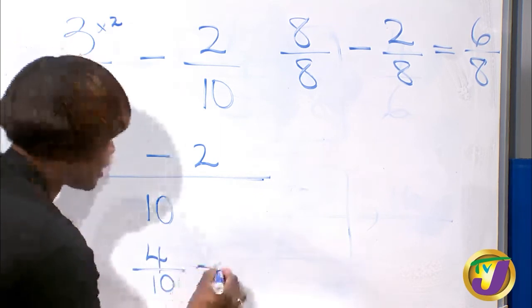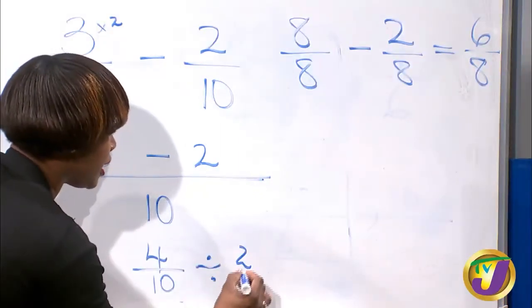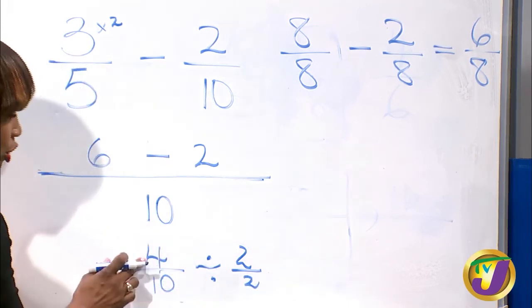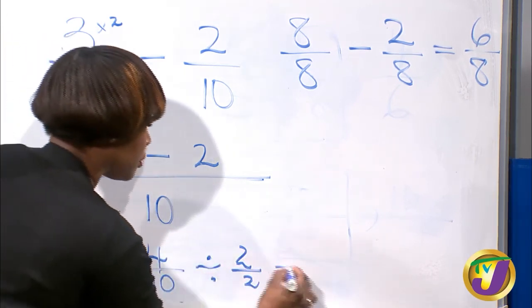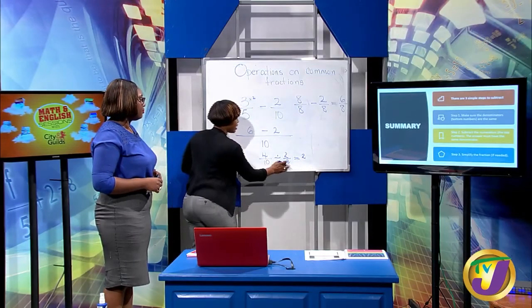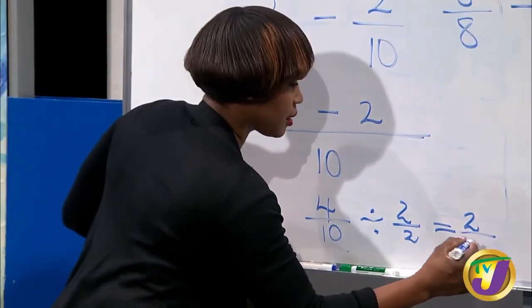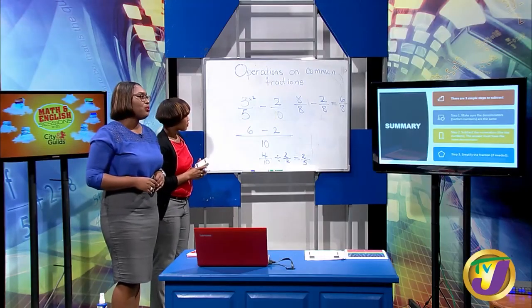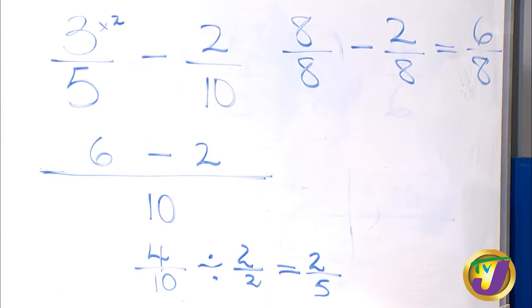So I'm just going to write it out here. Divide each value by the same number. So 4 divided by 2 gives me 2. And 10 divided by 2 gives me 5. So the simplified fraction would be 2 fifths. That's all the time we have for today's lesson.